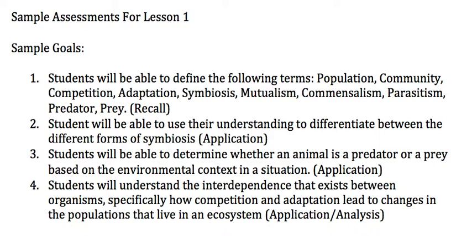In this case, I have one goal that's just about recalling terms and definitions, level 1 stuff. I have another goal where I want them to be able to differentiate or apply their knowledge of symbiosis to different types and different scenarios and application. I also want them to be able to identify whether an animal is predator or prey based on the environmental context. It's an application goal too, teaching them what to look for.